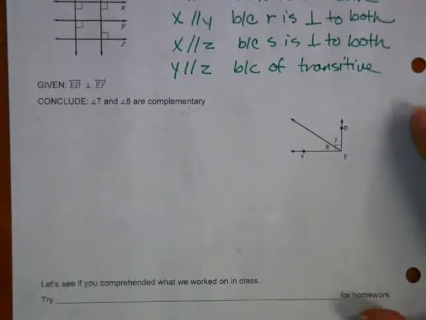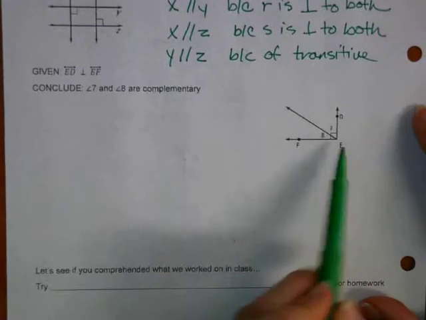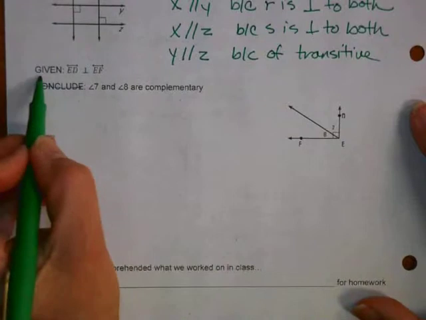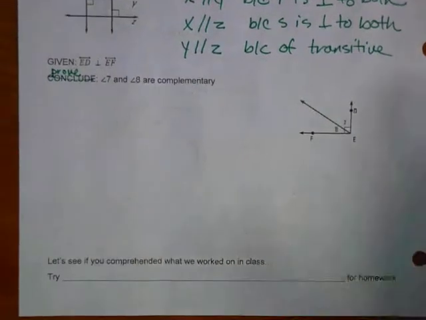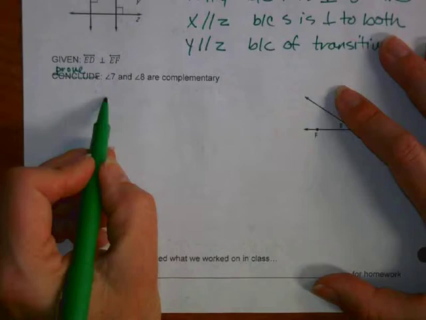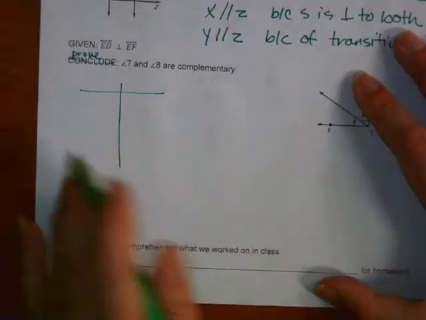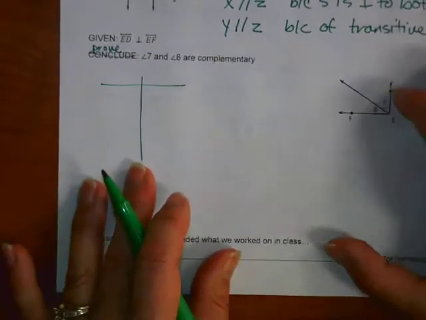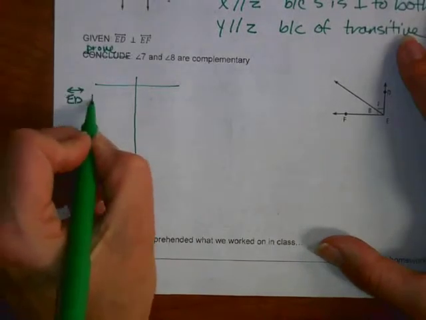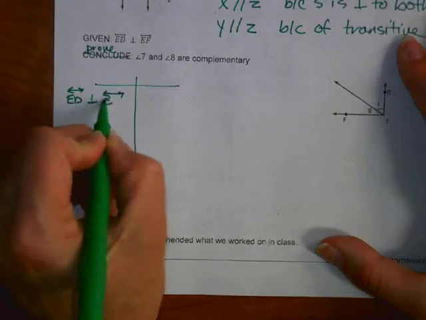Given that line ED is perpendicular to line EF, prove, not conclude, prove that angle 7 and angle 8 are complementary. I usually want you to do this in words, but I'm going to set up a little table, and then you can go from words. Just make a little T-table, like a rough draft. The first thing we always state is the given: line ED is perpendicular to line EF.